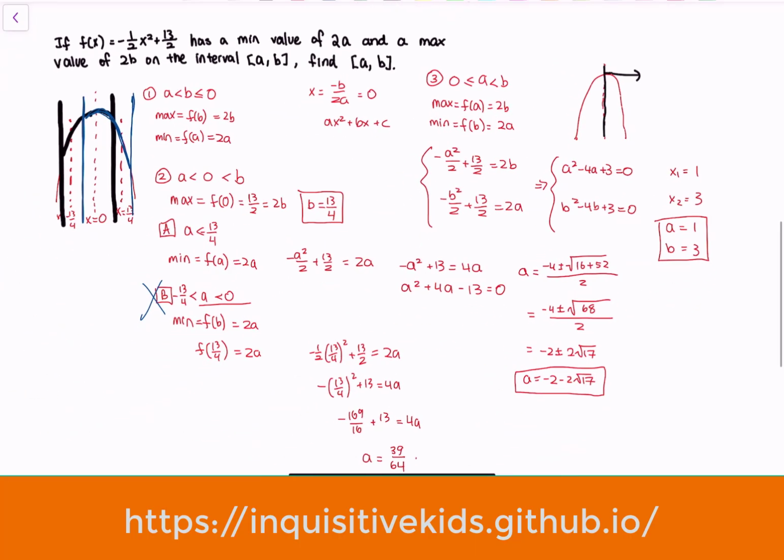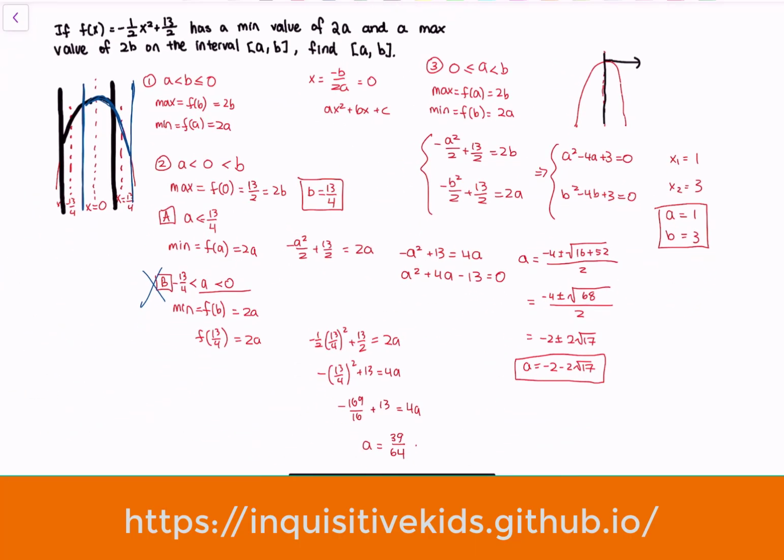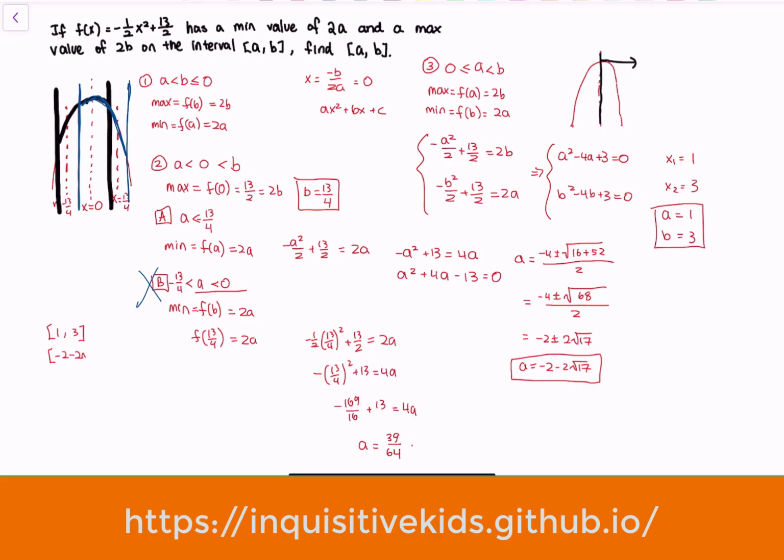It's 1 and 3. So there are two possible solutions for the interval a comma b. The first is 1 comma 3, and the second is what we got from case 2a, which was negative 2 minus 2 times the square root of 17, comma 13 over 4.